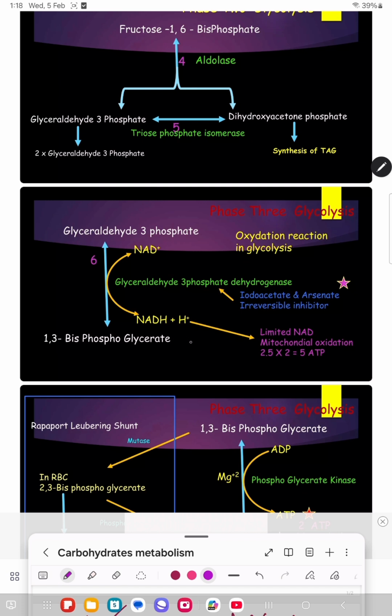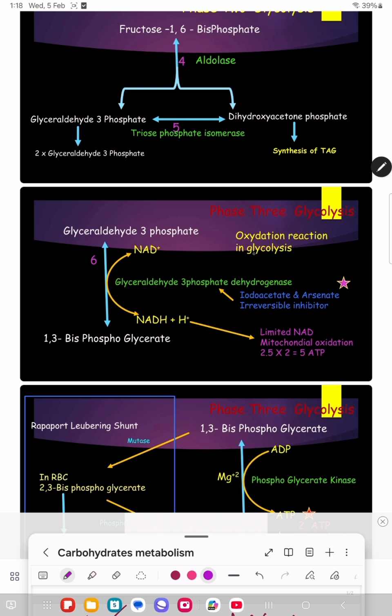So here 1,3-bisphosphoglycerate is formed from glyceraldehyde 3-phosphate. You can see there will be addition of hydrogen to NAD, and NADH plus H positive will be formed. So this is an oxidation reaction in glycolysis, there is loss of electrons here, so an oxidation reaction is involved.